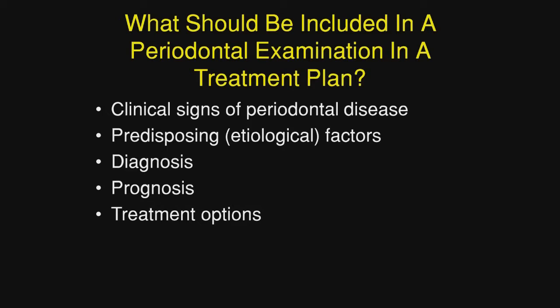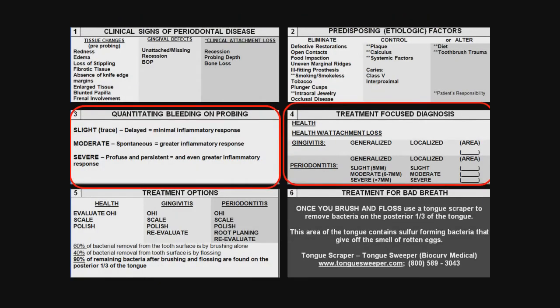First, we need to know the clinical signs of periodontal disease, the predisposing or etiologic factors, what is a diagnosis, what is a prognosis, and what are the treatment options. Here is a worksheet that I think should be provided to students where they can actually mark the things on there.